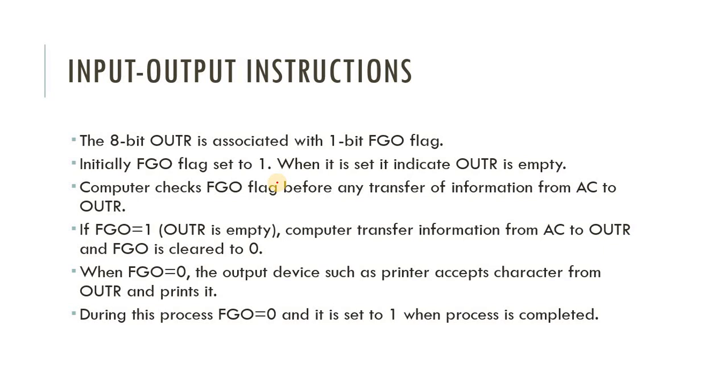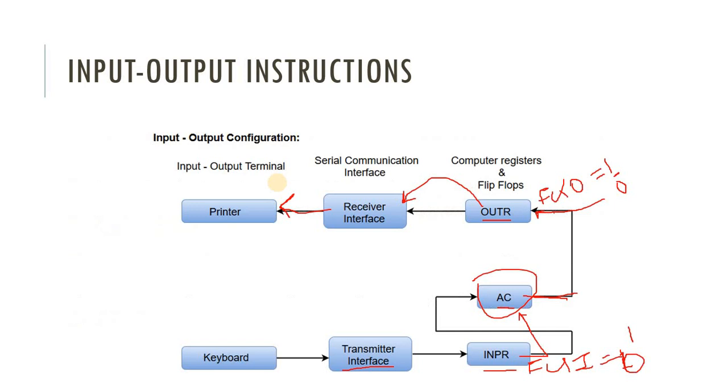The computer checks the FGO flag before any transfer of information from the accumulator to the output register. So whenever data is stored in the accumulator, at that time it first checks the FGO flag. If the FGO flag is 1, only then the data of the accumulator is transferred to the output register, because when the flag equals 1, the output register will be empty. But when the FGO flag is 0, it means the output register contains some information, so the data of the accumulator cannot be transferred to the output register.